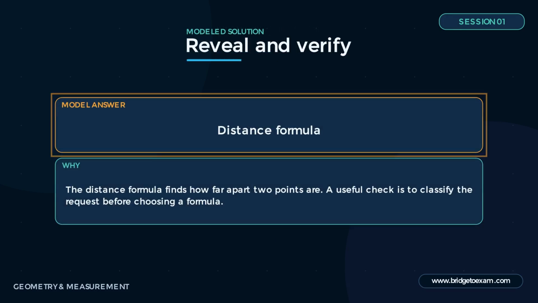The model answer is distance formula. The distance formula finds how far apart 2 points are. A useful check is to classify the request before choosing a formula. Use this coaching check as well. Before touching the calculator, complete the sentence. The problem asks for blank, so my answer must use blank units.